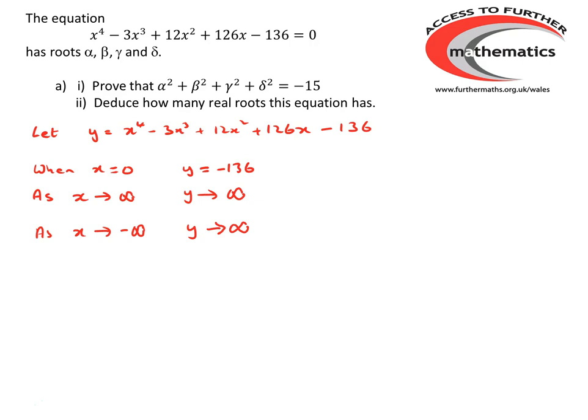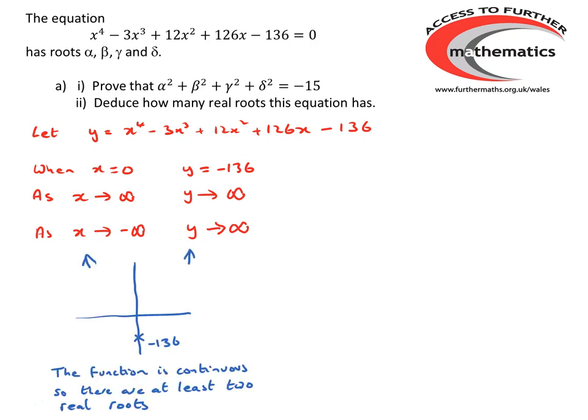But if x tends to minus infinity, y is also going to tend to plus infinity. So those simple observations mean that I've got that much information about the graph. I know the graph is continuous, so there aren't going to be any sudden jumps in the graph of y equals x to the 4 minus 3x cubed plus 12x squared plus 126x minus 136. So, because it's a continuous graph, there must be at least 2 real roots.